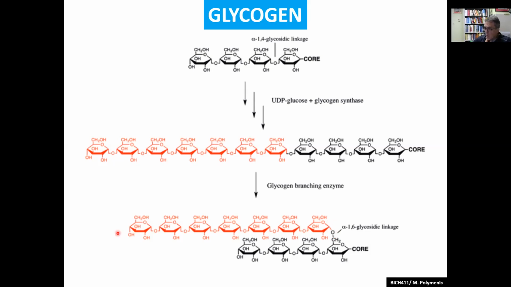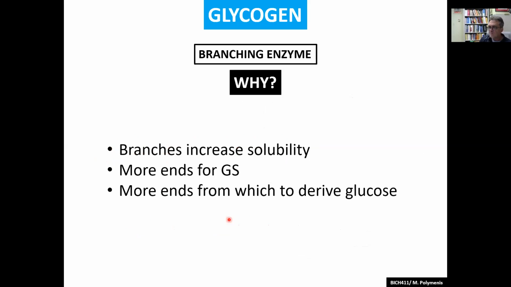That now leaves 2 ends from which, guess who? Glycogen synthase can come on and start extending both. And once it extends them even more, you have at least 11, then the branching enzyme comes again, and the whole thing repeats again and again and again, and that's how you form a big round glycogen globule.